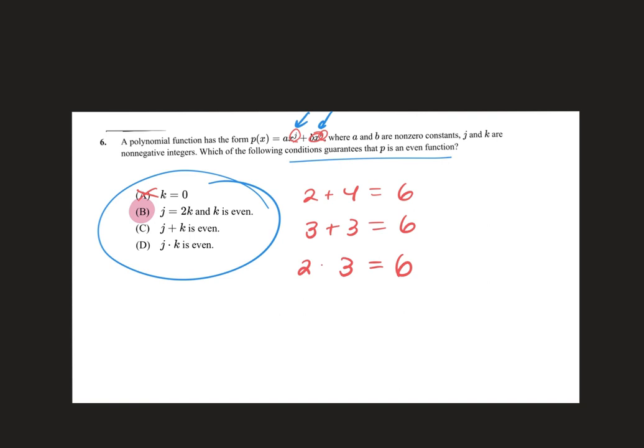The only way to get something that was even is to take j. Well, first of all, k has to be even. So if k is even, if it's 2, 4, 6, 8, 10, 22, whatever it is, and you double it every single time, you get an even number. That's the only one that would guarantee even exponents for both.